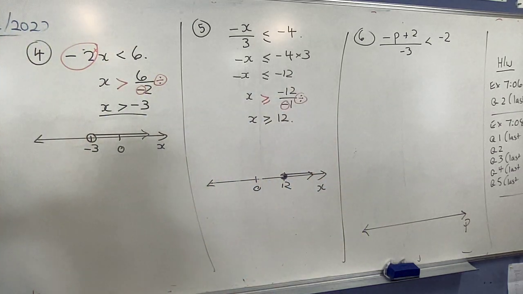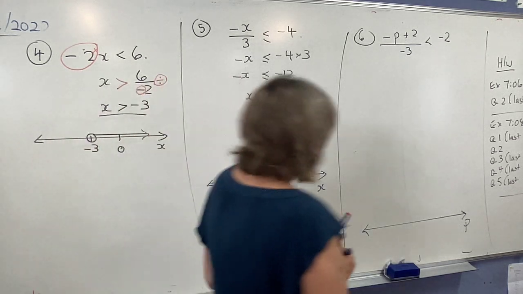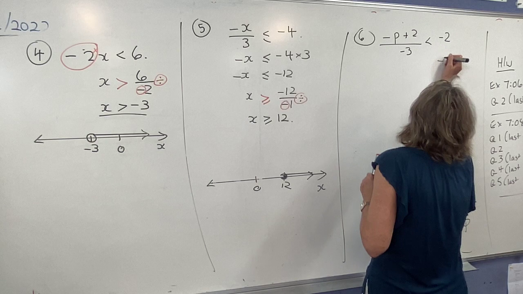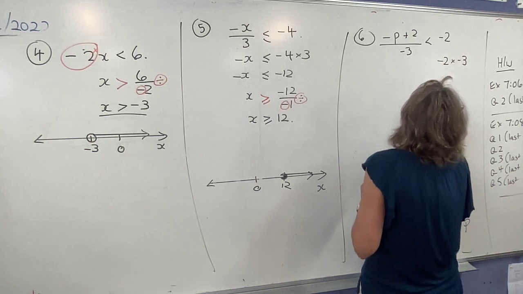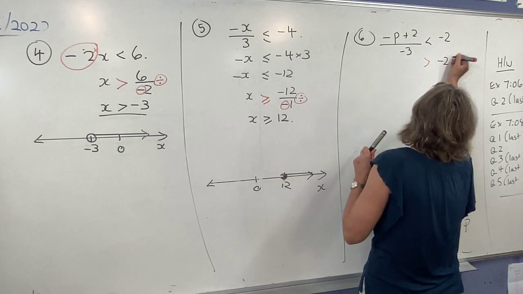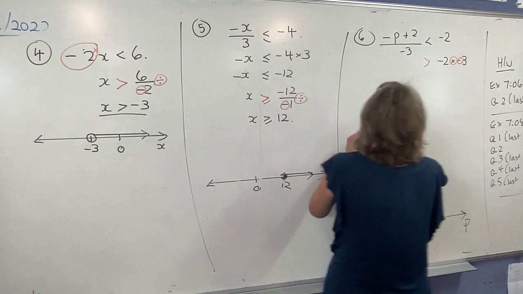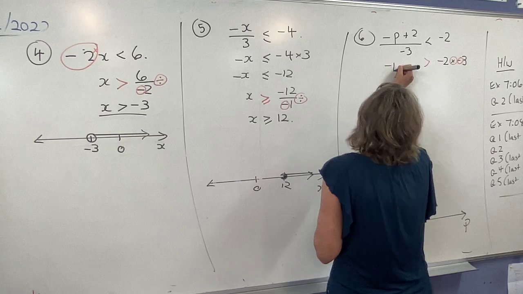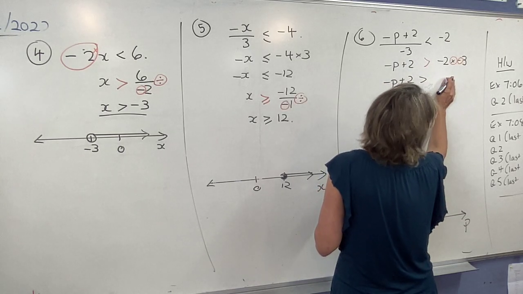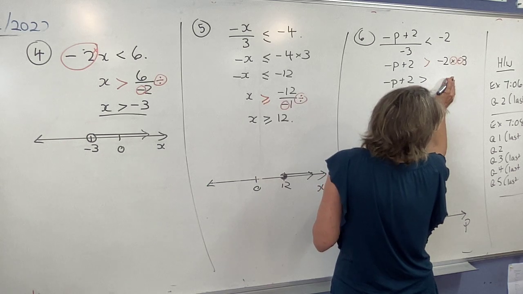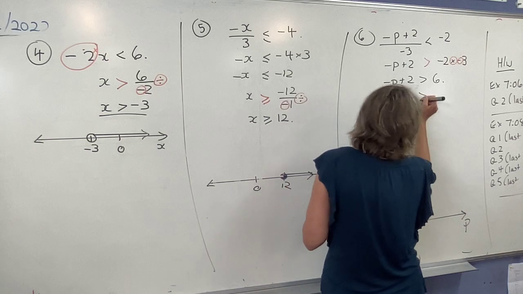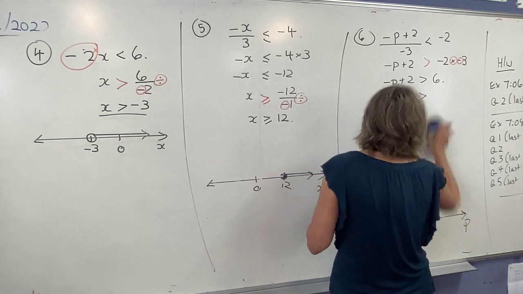Ryan, start me off on number 6. So first you times by -3, right? And you also flip the sign. Flip the sign, why? Because we times by a negative. Continue. What's on the left-hand side? Minus p plus 2. Good, continue. And what's over here now? Then there's a minus, so just the 6. 6, continue. Then you minus 2. Yeah? Oh, told you the answer there, but anyway.